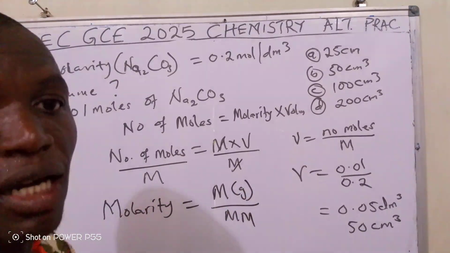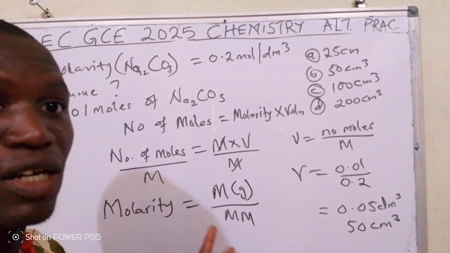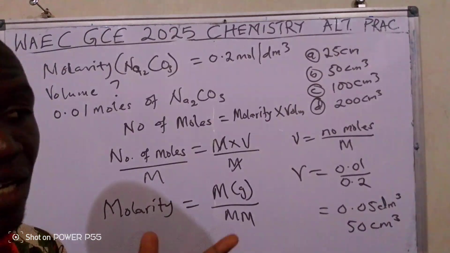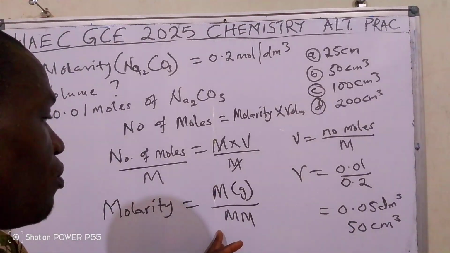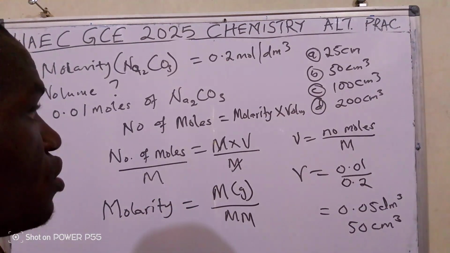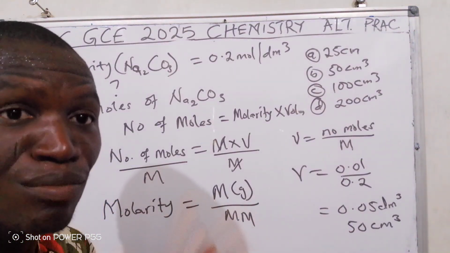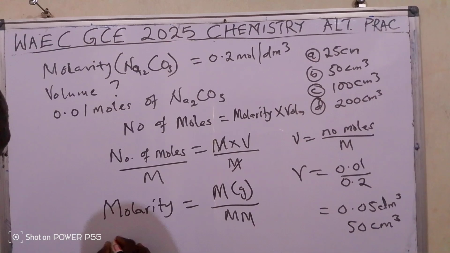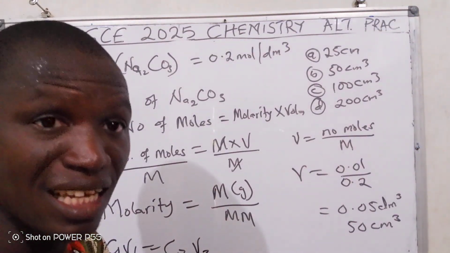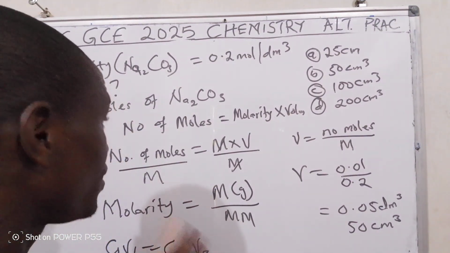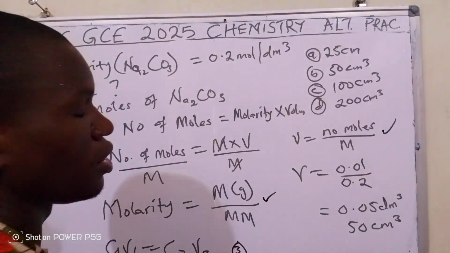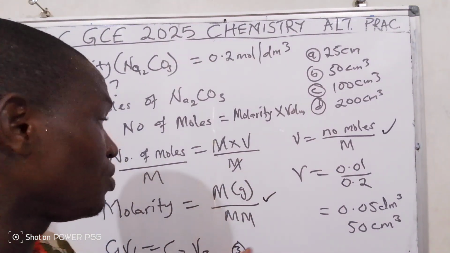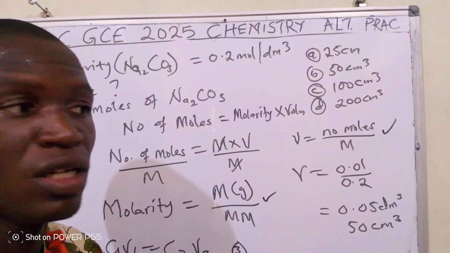In the next video, I will try to bring a question out of this so that you also know how questions of this kind usually come up. So molarity is equal to mass in gram all over molar mass. So I've introduced 3 important formulas in total. The first one is C1V1 equal to C2V2. If you are writing WAEC chemistry, know this formula, very important. So master these formulas very well, as you are going to do calculations related to them.